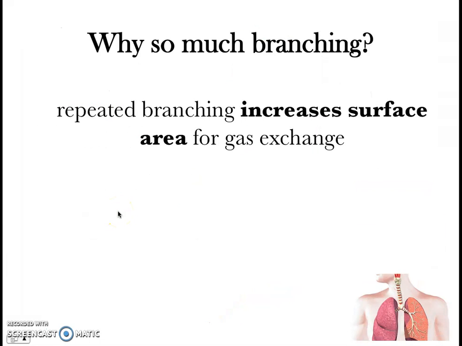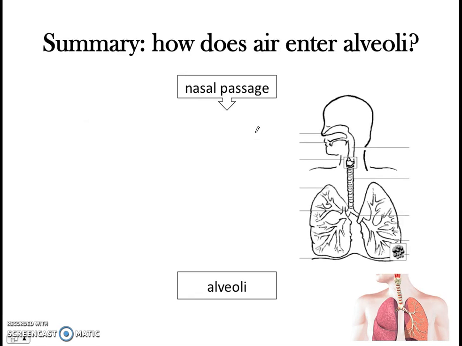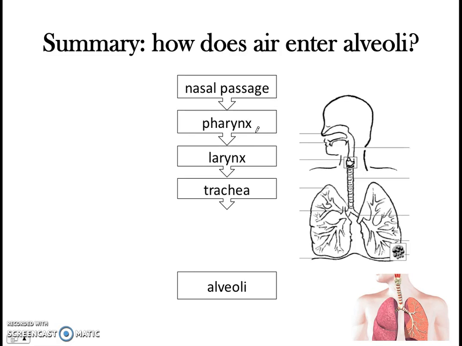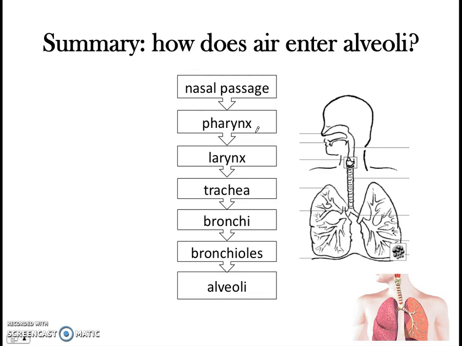So here we see another adaptation of the gas exchange system. There's a lot of branching, from bronchus to bronchioles and then to alveoli. And this repeated branching increases the surface area for gas exchange, so that we can increase the efficiency of gases moving in and out of the body. Alright, so just a quick summary before we focus in on the alveoli. How does air enter from the outside of our body? From the nasal passage to the pharynx, to the larynx, to the trachea, the windpipe, to bronchi, singular bronchus, to bronchioles, which end in clusters of air sacs called the alveoli.